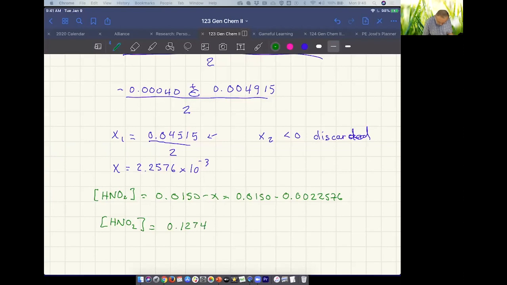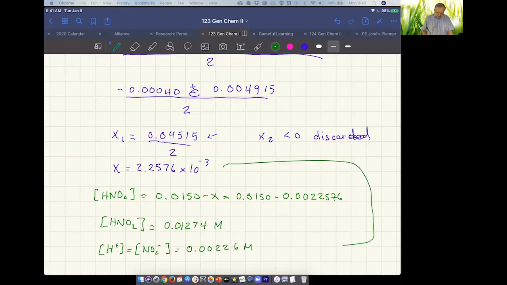So let me erase here. 0.01274 molar. And the concentration of H plus is equal to the concentration of NO2 minus, and that is equal to 0.00226 molar. That is this number here, rounded to 3 significant figures.